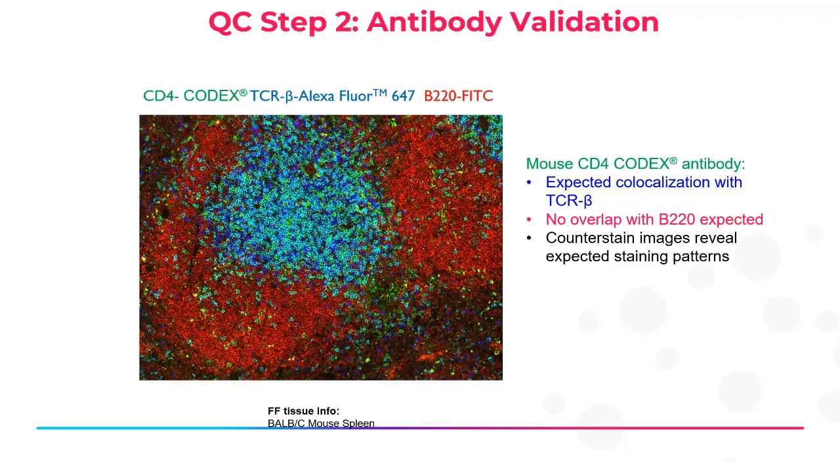A negative counterstain is an antibody for which you would not expect your newly conjugated antibody to have any overlap with. In this case, CD4 should not overlap with B220 visualized in red. And that's exactly what we can see here in this image. CD4 staining can be confirmed by co-localization with TCR beta and no overlap with B220.